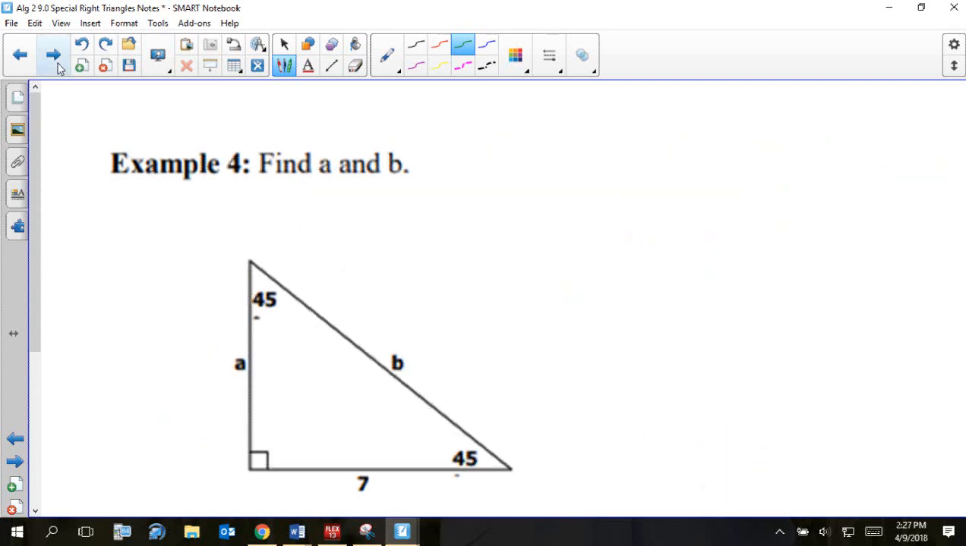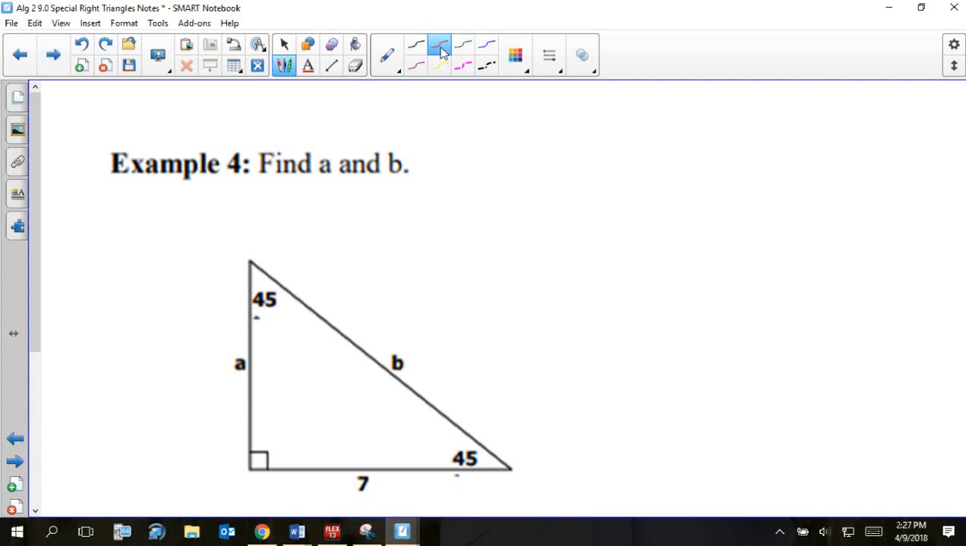All right, so the next one, we look at this triangle, and you cannot go by its looks. Remember, you're not allowed to assume. It's not always drawn to scale. What kind of triangle is this? So it's 45, 45, and then it has 90 degrees. So we know it's 45, 45, 90.